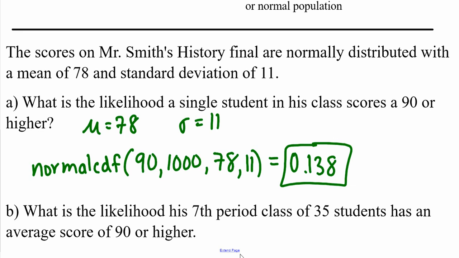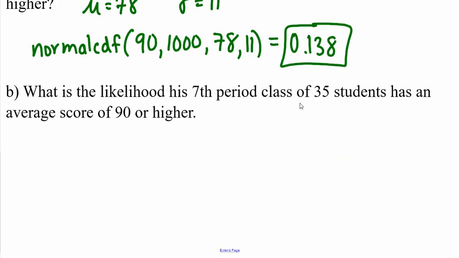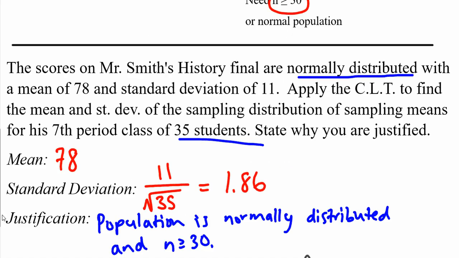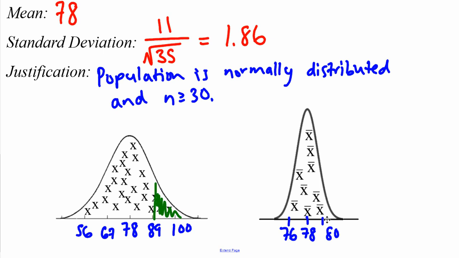What's the likelihood, though, that his entire 7th period class of 35 students has an average score of 90 or higher? You should have some red lights going off right now. It should be highly unlikely the whole class has an average of 90 or higher. I mean, look at the distribution here for the average. One standard deviation is 2. You are like 6 standard deviations away from average if you were to have a whole class have an average of 90. So it's like all the way over here. This is going to be impossibly small. If that occurred, he would have some clue that there probably was some cheating going on.